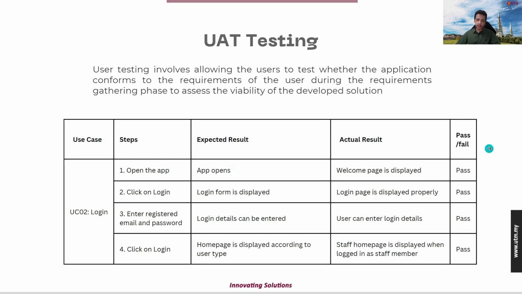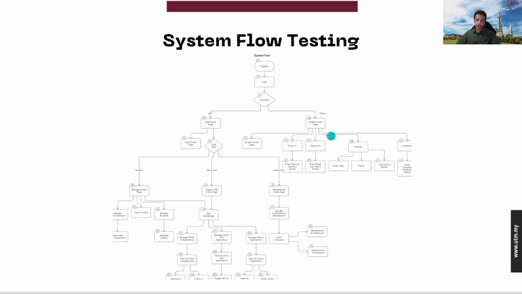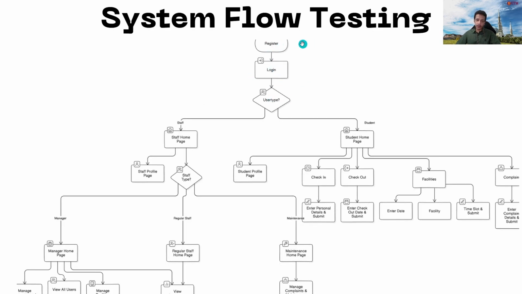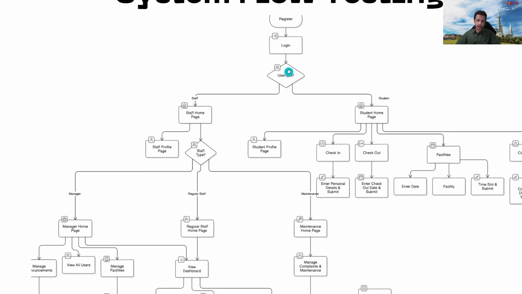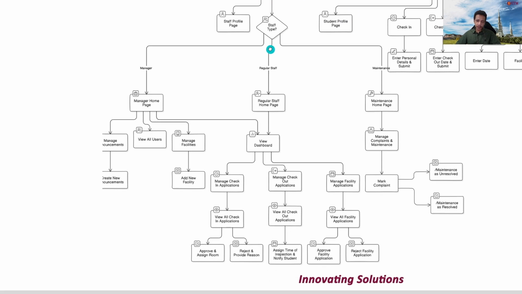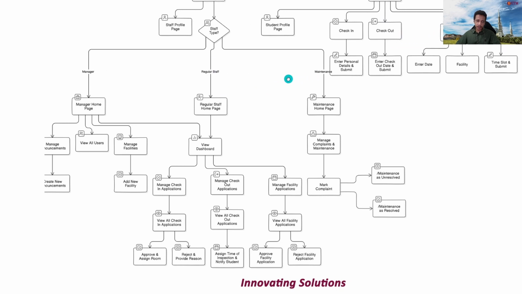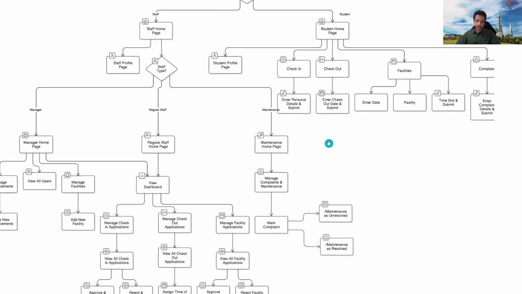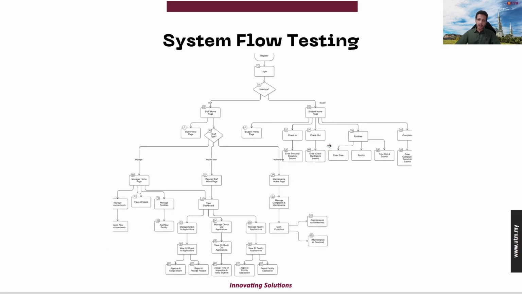Okay, next we have the system flow. So here we can see the entire system flow of the system from beginning to end, where the user starts with register, log in, check the user type, and there is a flow for each user type here. All of the functionalities or all of the options are listed in the system flow chart, just to check that the entire system is valid and verified, and also for end-to-end testing.